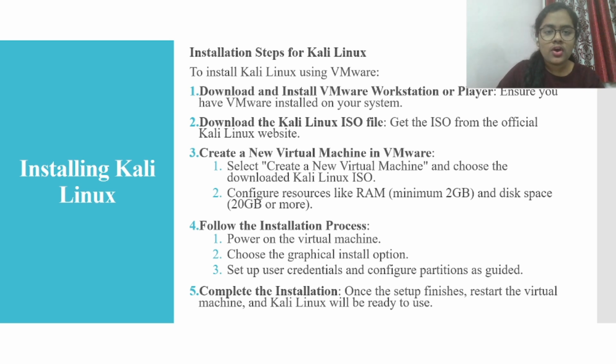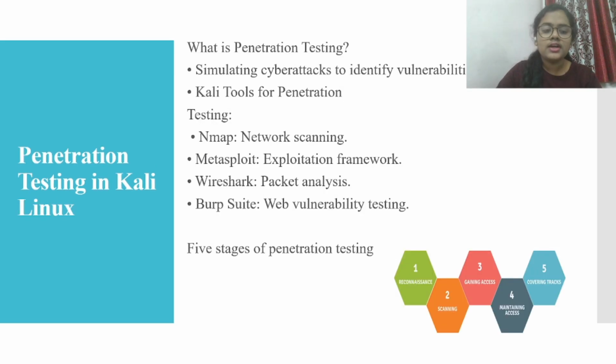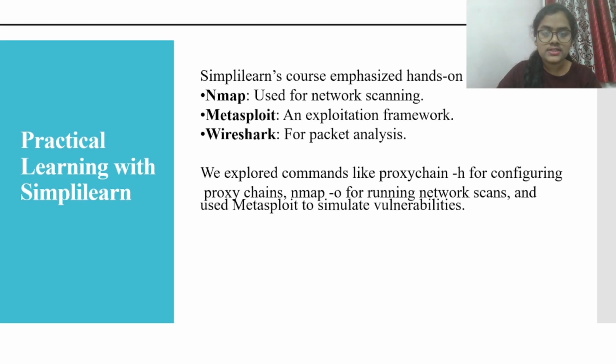To install Kali Linux, we will need to download and install VMware Workstation or Player. Then download the Kali Linux ISO file, and then create a new virtual machine in VMware. Then follow the installation process and complete the installation. Further, penetration testing in Kali Linux. Kali tools for penetration testing are Nmap, Metasploit, Wireshark, and Burp Suite. There are 5 stages of penetration testing.